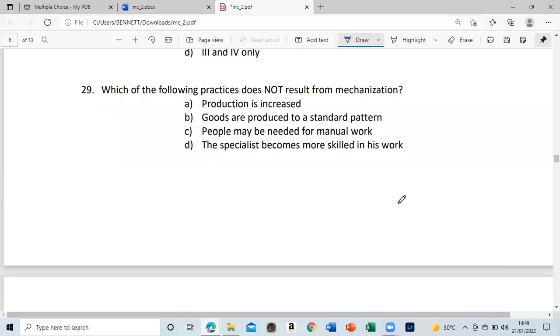Number 29, which of the following practices does not result from mechanization? A, production is increased. B, goods are produced at standard pattern. C, people may be needed for manual work. D, the specialist becomes more skilled in his work. And number 29 would be people may be needed for manual work. That would be C.